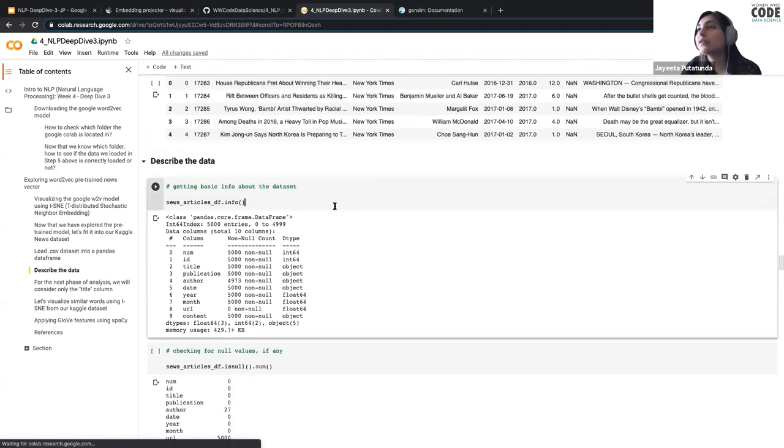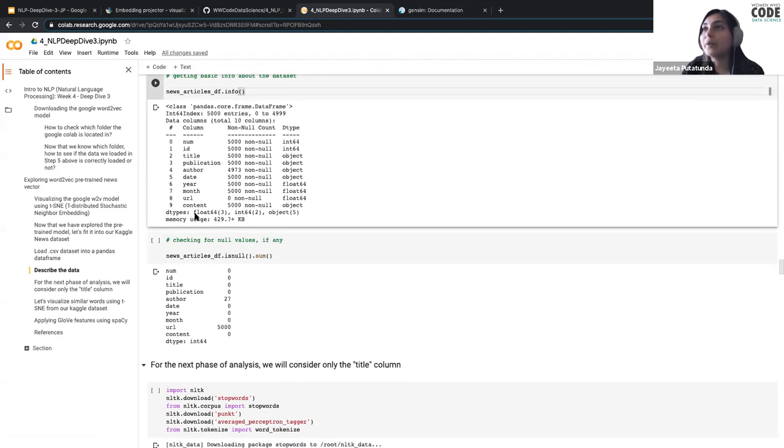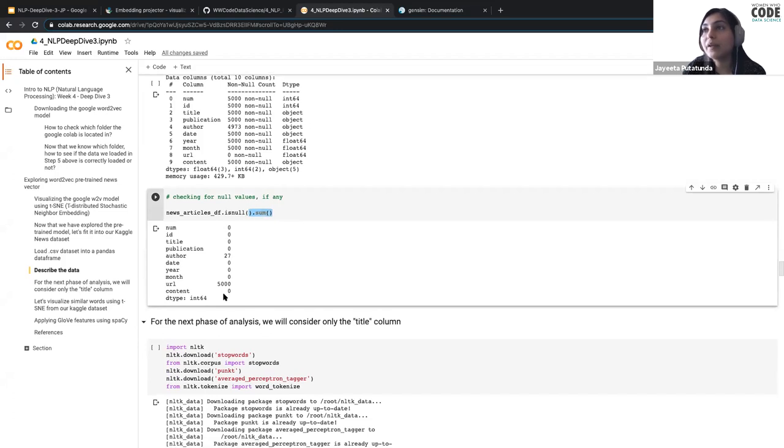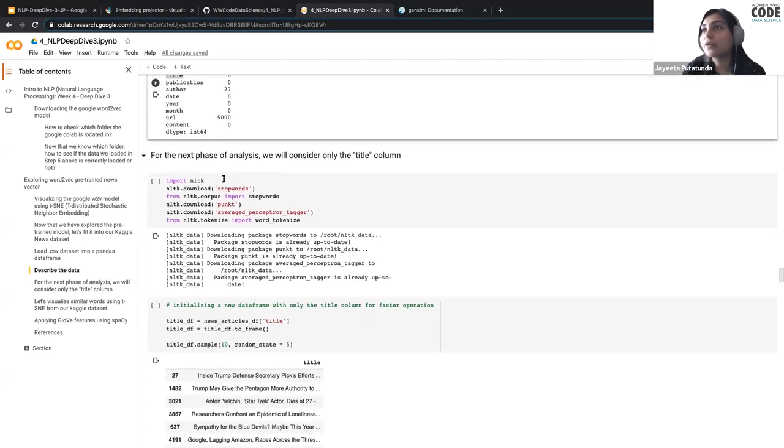So here you are describing the data as we did earlier. We are doing df.info, seeing the counts, whether they are non-null, and what their dtype is. And we see that we have three float type columns, two int type columns, and five object columns, which is basically text. We're also doing a sum to see if there are any null values in the columns that we would utilize, like the title column. So we're going to go forward without making any changes at this stage.